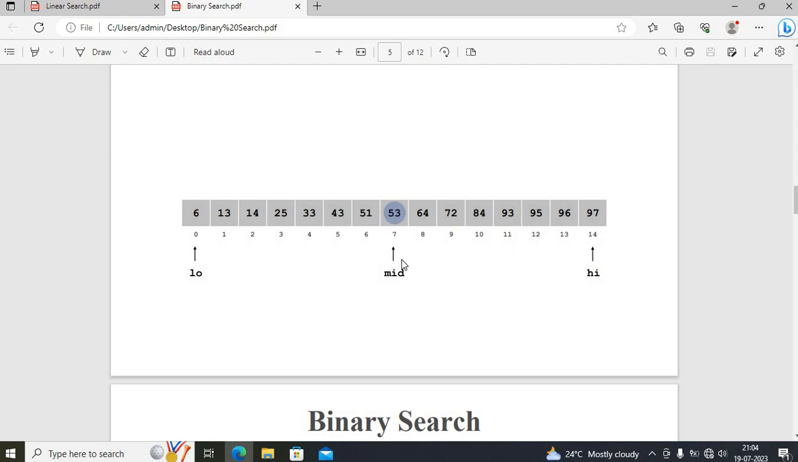Now the mid position is clearly dividing the list into two sublists. In this example, the mid element is 53. One is the left part of 53 and the other is the right part of 53. So we can call it the left list and right list.